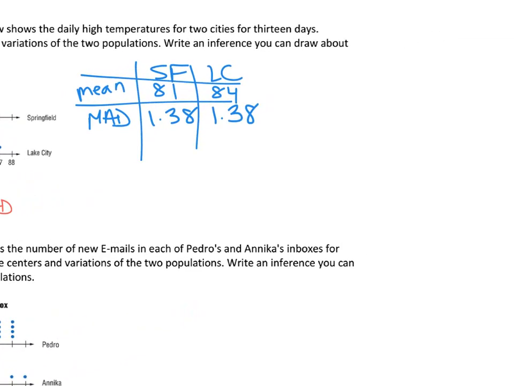So now let's compare them. Well, it looks like Lake City has a higher measure of center than Springfield, and the measures of variation are the same.